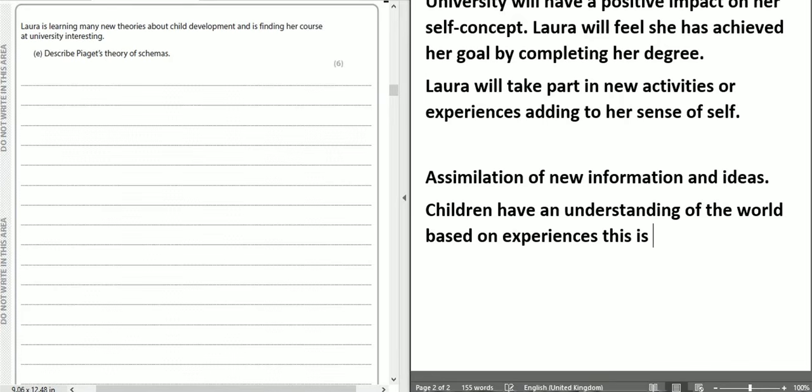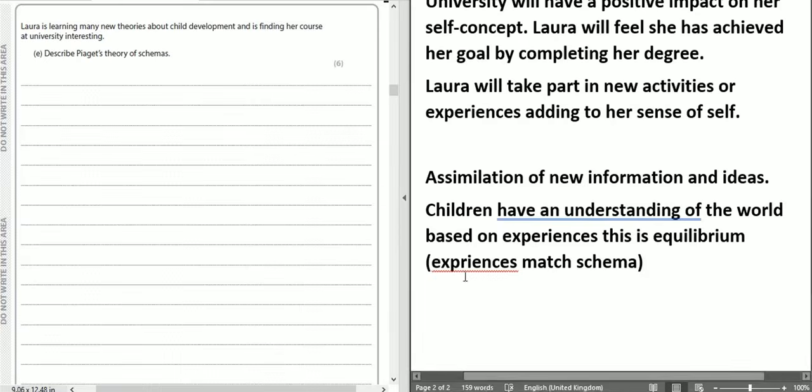This is equilibrium. The children start off with equilibrium, where their experiences, what they understand about the world, matches their ideas. So obviously what we can put here is schema, or experiences match schema. Obviously, schema is their understanding of the world.